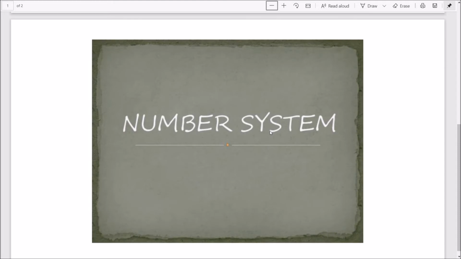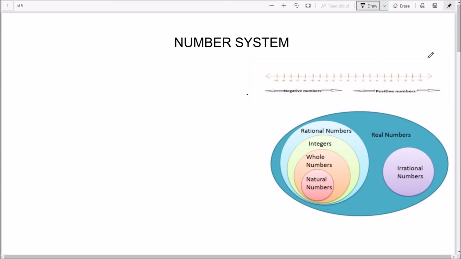Today we are going to cover a few topics on number system. Number system is a system to represent numbers based on their type and character. According to numbers' type and character, numbers are divided into different groups. Here we are able to see a few number systems: natural numbers, whole numbers, integers, rational numbers, irrational numbers. The combination of rational and irrational numbers we call real numbers.